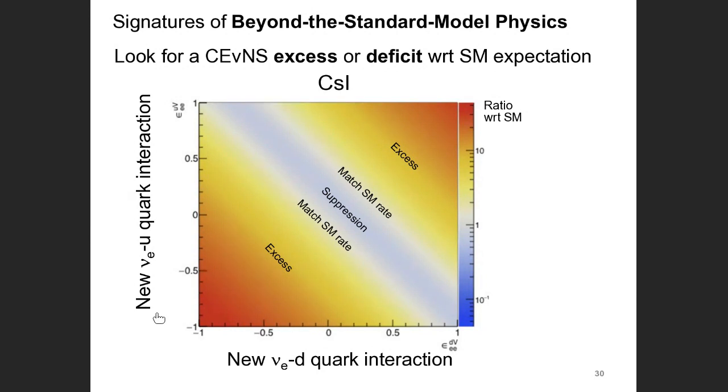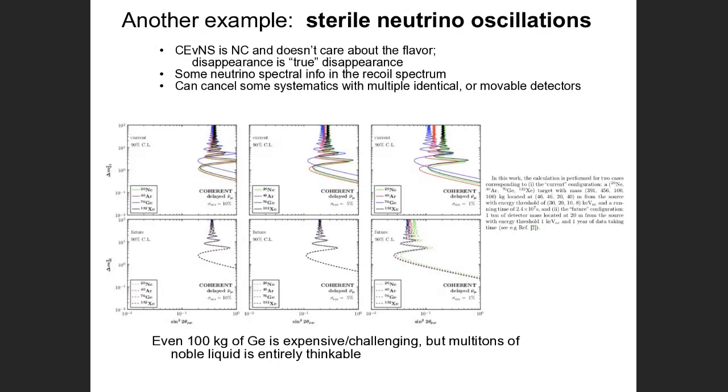On the y-axis, it's a new interaction of electron neutrinos with up quarks. On the x-axis, a new interaction of electron neutrinos with down quarks. You can have positive or negative values, and they could conspire to give you exactly the standard model rate, in which case you have no sensitivity, and that would be those pale lines here along the diagonals where you match the standard model rate. You could have a suppression with respect to the standard model rate if the parameters fall inside this blue area, or if they're on the wings, you would have an excess. And so if you see something different from the standard model rate, you can constrain elsewhere. This is assuming all the other parameters are 0. It's a simplified situation, but it gives you the idea.